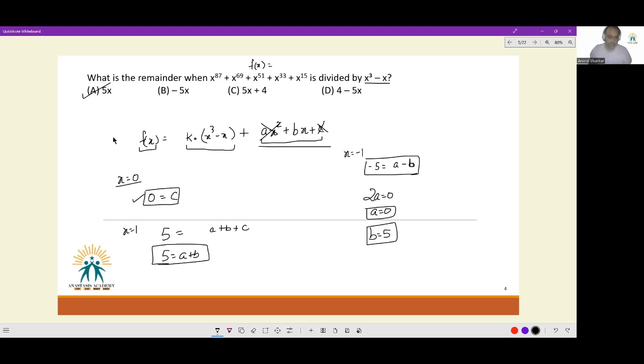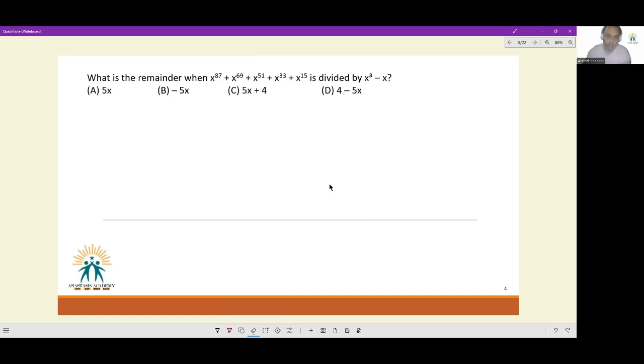There is one way of solving, and there is the technical way of solving. The other way of solving that I'm guessing most people would be familiar with: if I'm dividing it by something minus something, I can reduce this expression tremendously. I can reduce this expression in steps. Let me write it down. X raised to the power 87 plus x raised to the power 69 plus x raised to the power 51 plus x raised to the power 33 plus x raised to the power 15. If I'm dividing it by x cube minus x, the way to do it is replace every x cube with x. You can replace every x cube with x.